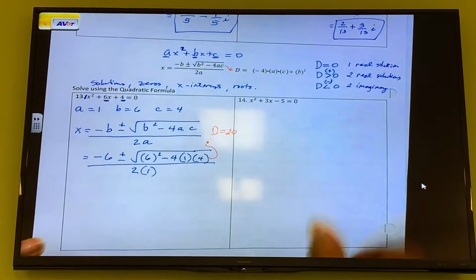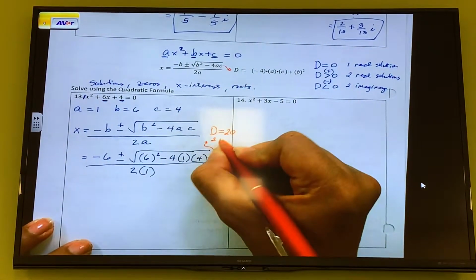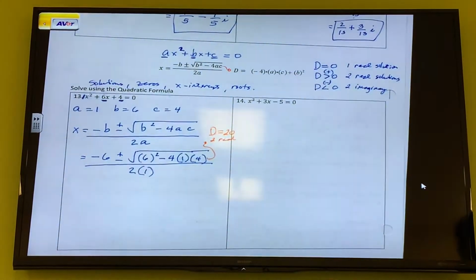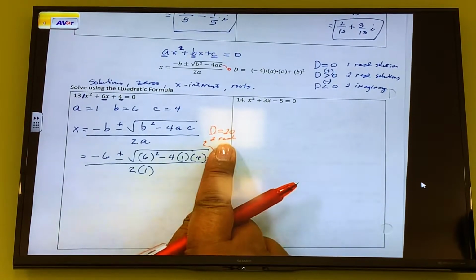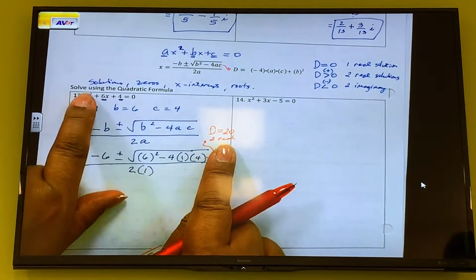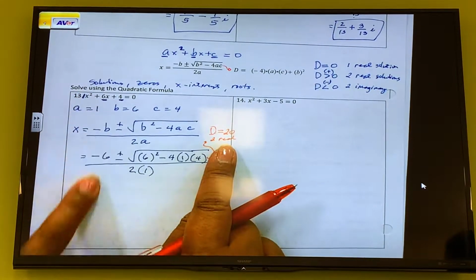So, two real. If they only want you to say what kind of solutions you will have, then that's all you have to do. Just find the discriminant and say two real solutions. But since we're asked to solve, we're going to do it all the way.